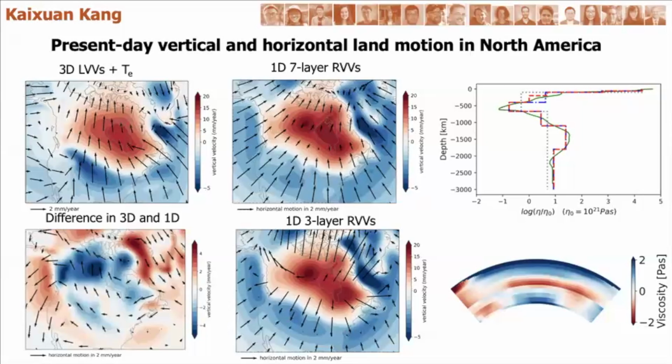And in this model, if you just decrease from 7 layers to 3 layers, you can see the horizontal motion directions almost change. So this tells us if we want to remove the GIA-induced signal, especially the horizontal motion, from other observations like GPS, we need to have more details about the structure of the upper mantle in the caissons.